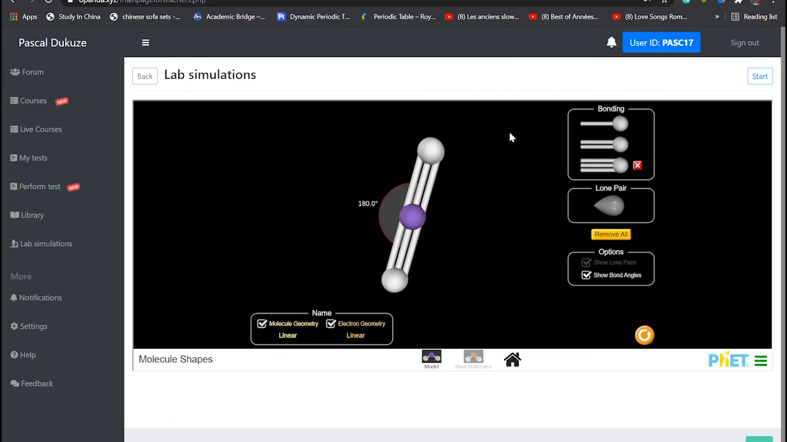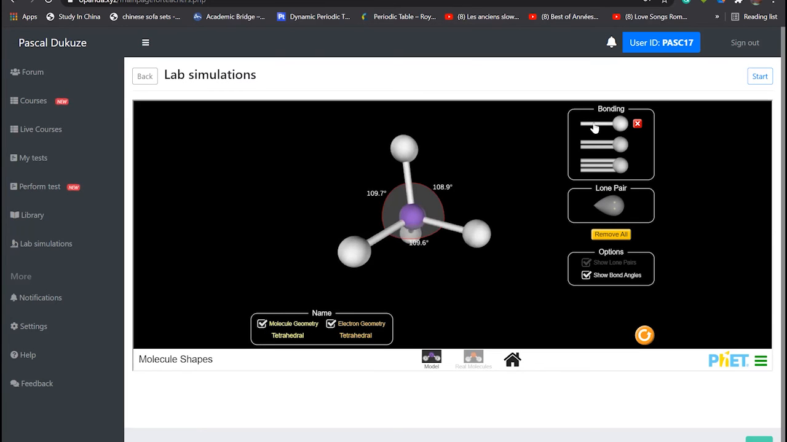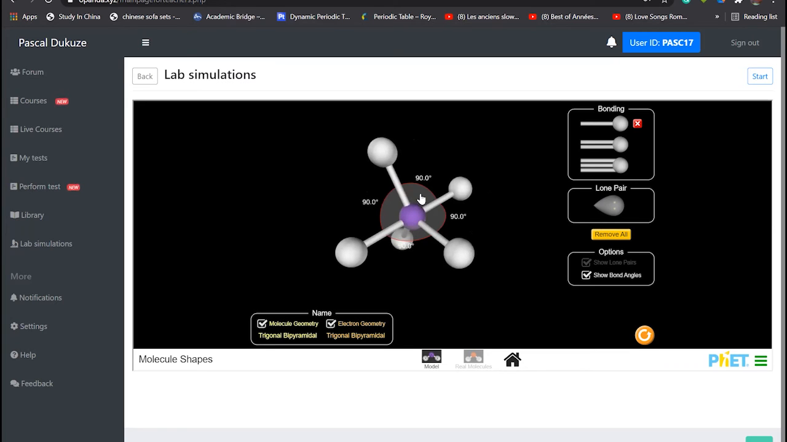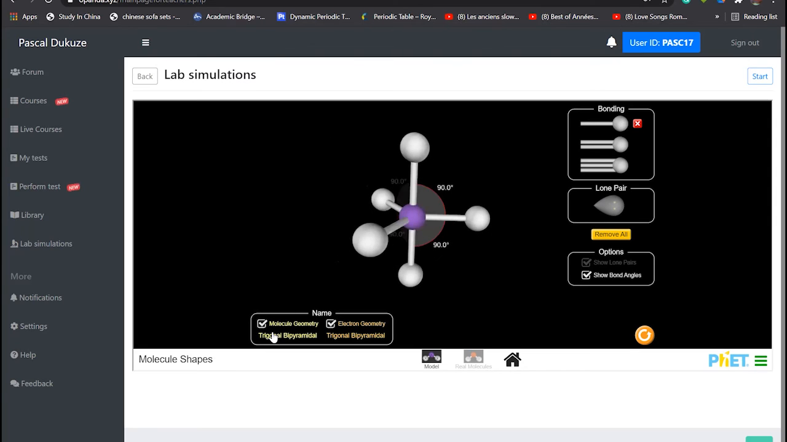Now, let's go to some other shapes which have more than 5 electron pairs. Here we have 4. Now let me add the 5th. When you add the 5th, what happens? You can see now we have what we call a trigonal bipyramidal shape. The molecule we have here has a geometry which is called trigonal bipyramidal. And the trigonal bipyramidal is the same for the electron geometry.